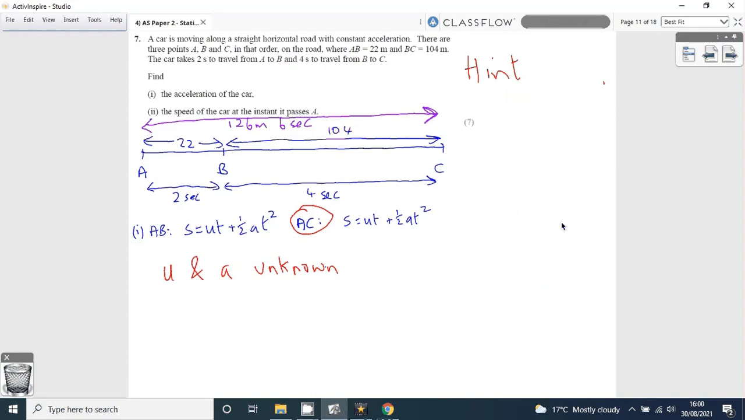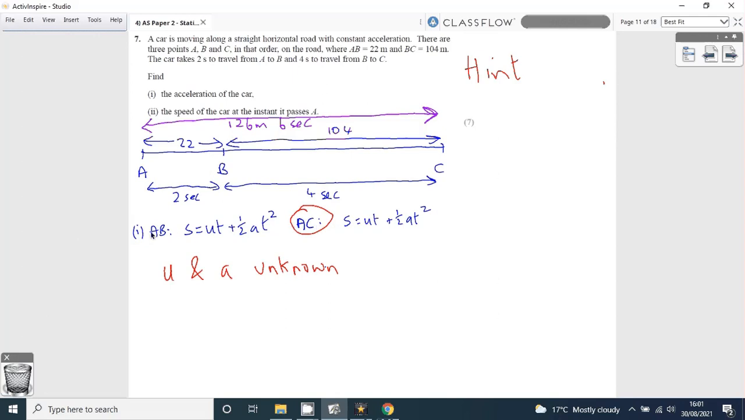So the hint, here's a little diagram in blue of what's going on. So A to B is 22 meters, B to C is 104, and we get from A to B in 2 seconds, and we get from B to C in 4 seconds. So overall, getting from A to C is a distance of 126 meters, which takes us 6 seconds. Now, the key to answering this is to consider AB, but then also to consider A to C.